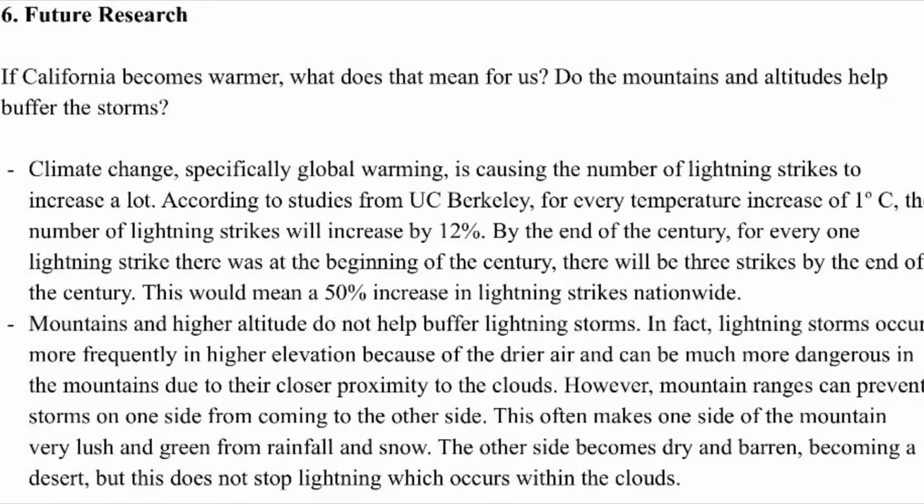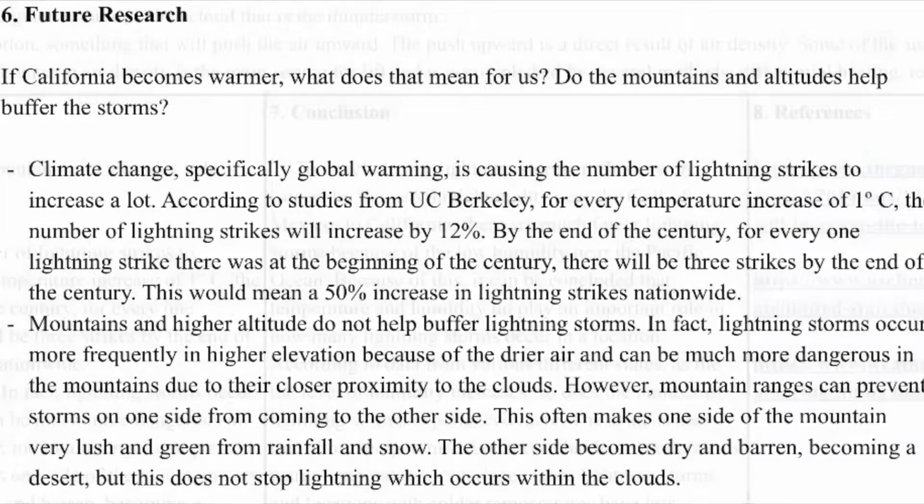Mountains and higher altitude do not help buffer lightning storms. In fact, lightning storms occur more frequently at higher elevation because of the drier air and can be much more dangerous in the mountains due to their closer proximity to the clouds. However, mountain ranges can prevent storms on one side from coming to the other side. This often makes one side of the mountain very lush and green from rainfall and snow. The other side becomes dry and barren, becoming a desert, but this does not stop lightning, which occurs within the clouds.